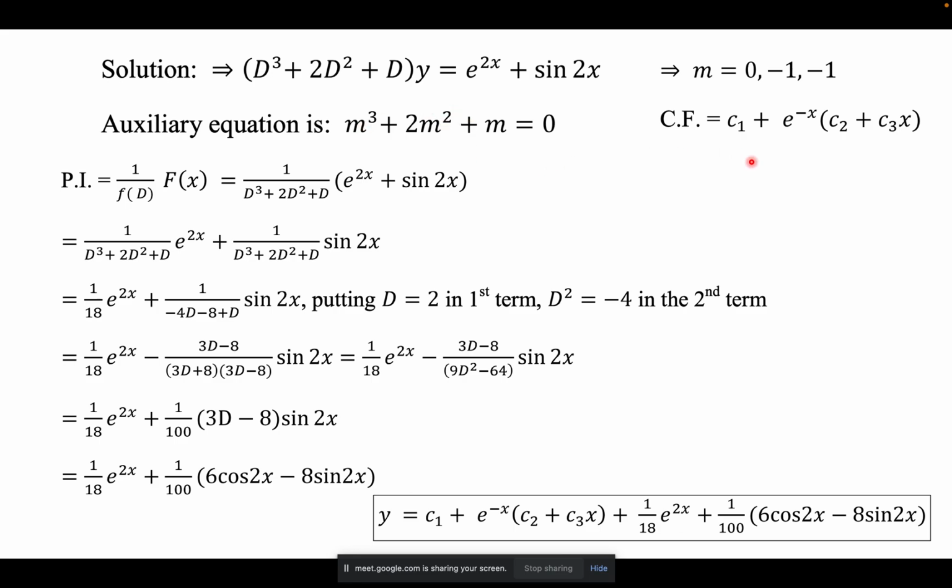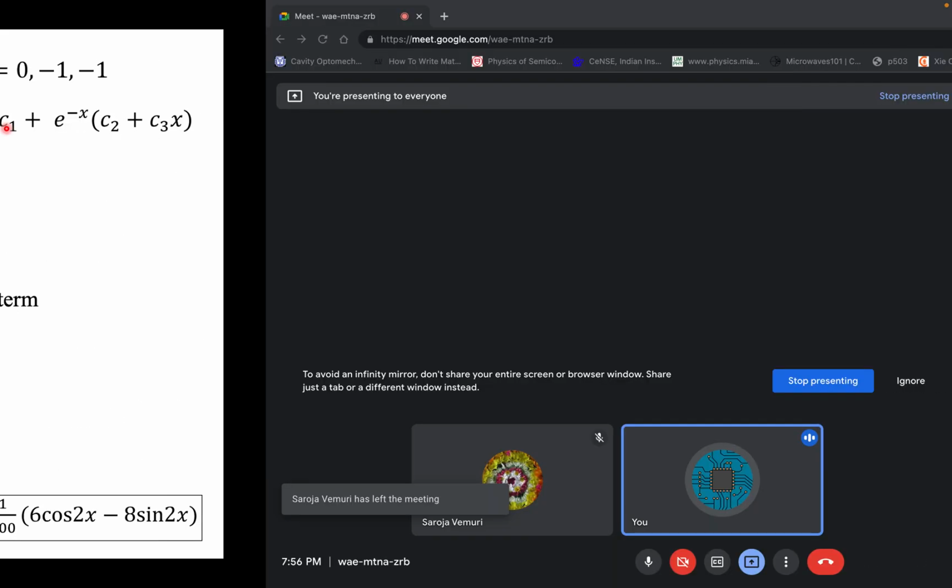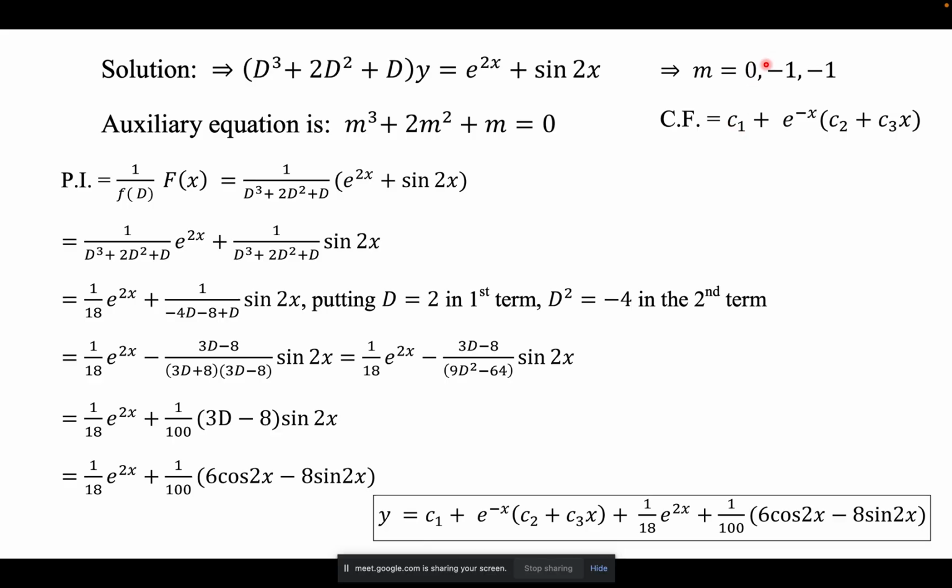Now you can simply write the complementary function. The complementary function mapping to the value m is equal to 0 is c1 times e power m x, where m is 0, so you are just left with a constant.